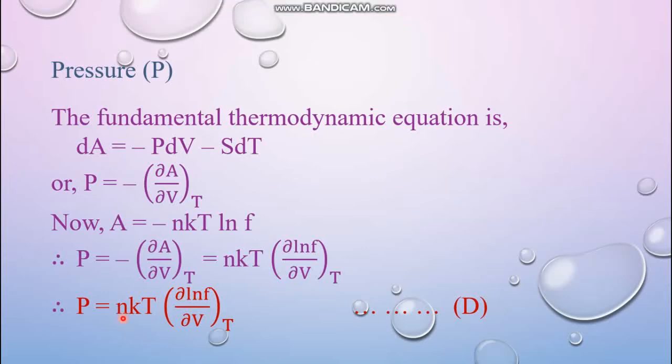One question might come to your mind: why is this expression positive? Look here, the expression of P is already negative and the expression of A is also negative. So these two negative signs cancel each other. As a result, this P has a positive expression. So you get equation D this way.